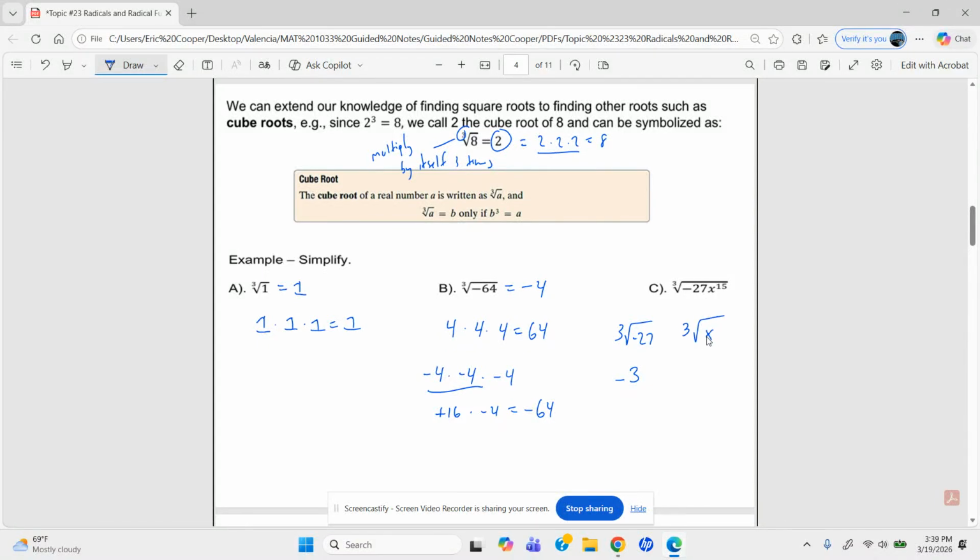Then I'm going to look at the cube root of x to the 15th. Now when I did square roots, all I did was take the exponent on the variable and divide it by 2. But now all we're going to do is divide it by 3. So I'm going to take the 15 on the inside and divide it by 3, and I'm going to get 5. So the cube root of negative 27x to the 15th is negative 3x to the 5th.